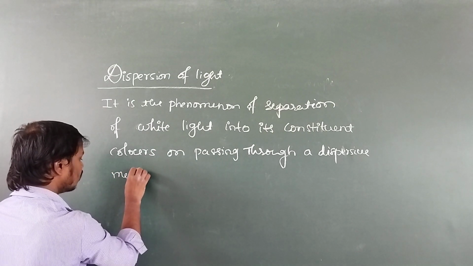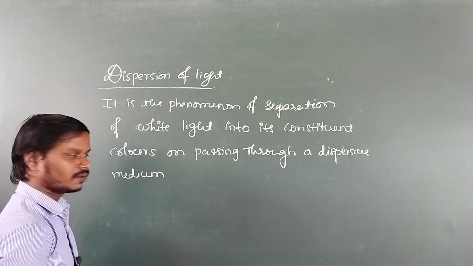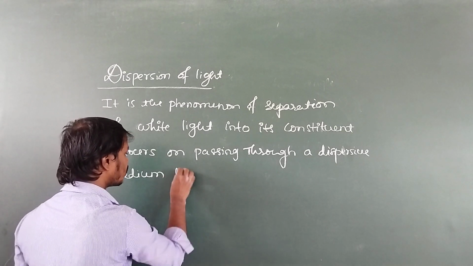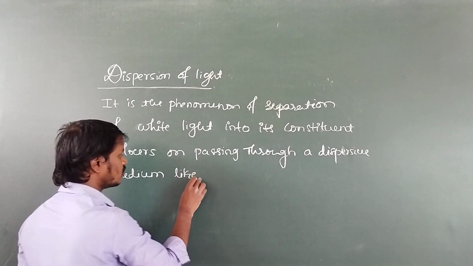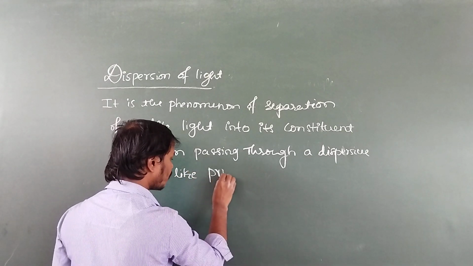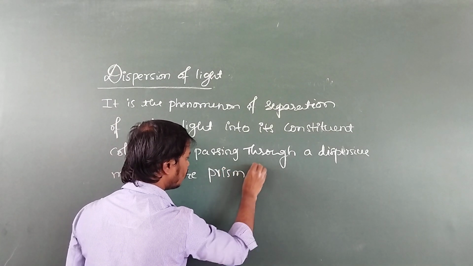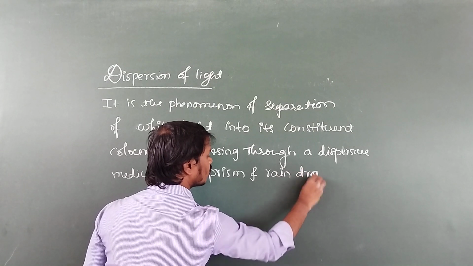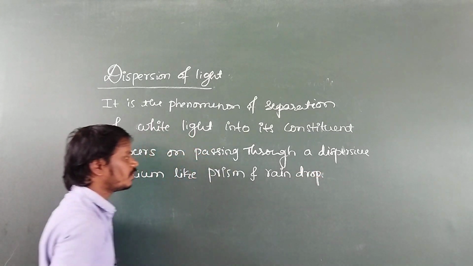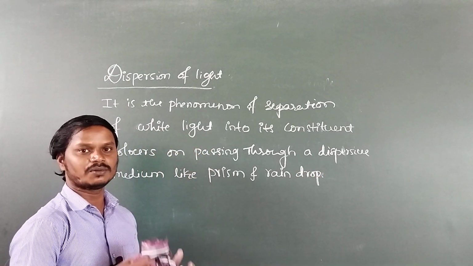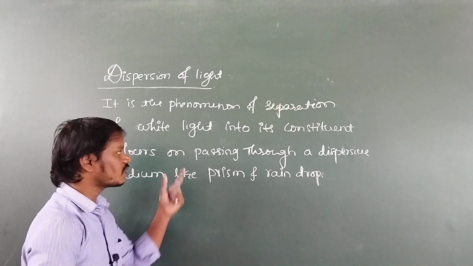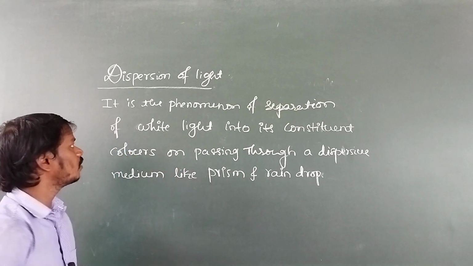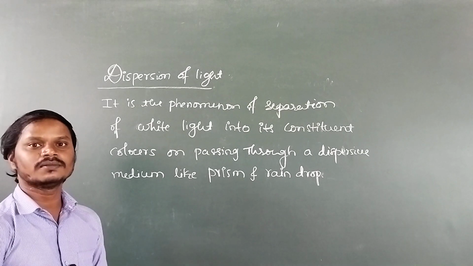On passing through a dispersive medium. Okay. So a dispersive medium is like a prism and a raindrop. Whenever white light passes through a prism or raindrop, that white light can be split up into how many colors? 7 colors. This phenomenon of light is called dispersion of light.